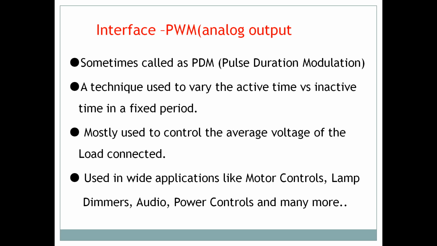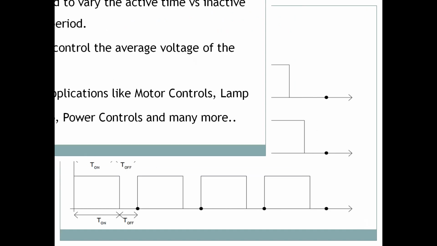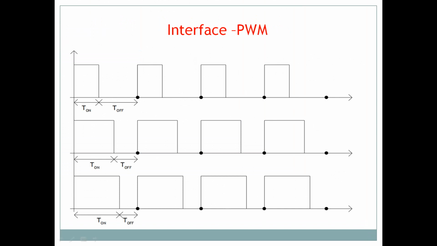Sometimes it is also called pulse duration modulation, a technique used to vary the active time versus inactive time in a fixed period, mostly used to control the average voltage of the connected load, and used in wide applications like motor control, lamp dimmers, audio, power control, and many more. I will show how exactly it looks.